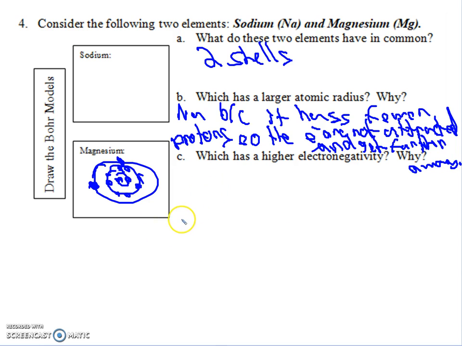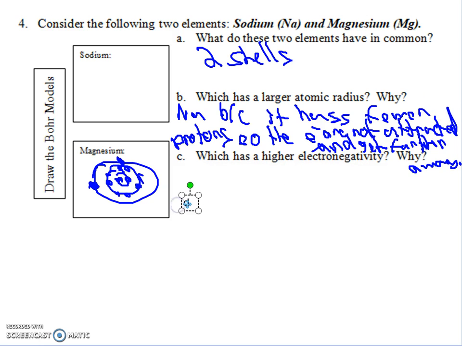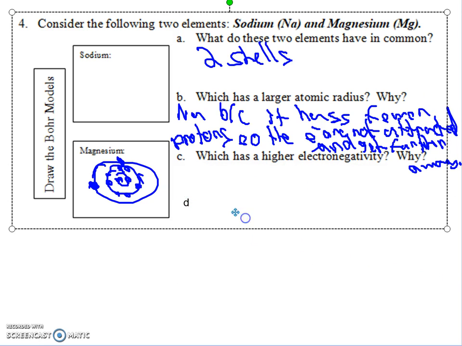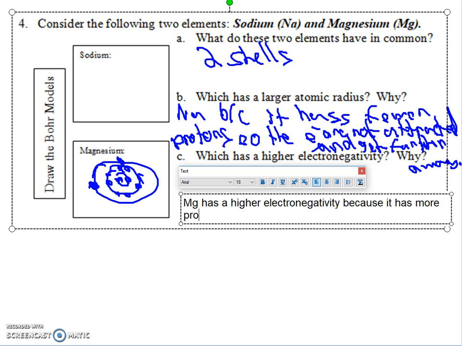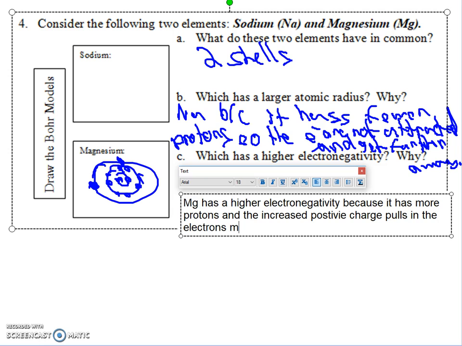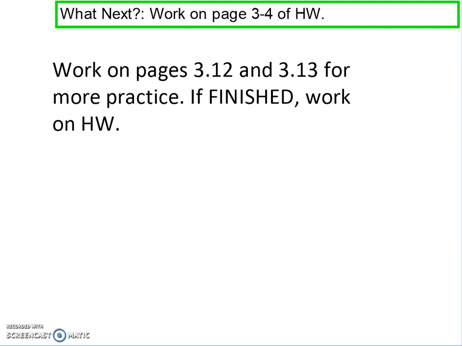So which has a higher electronegativity? We can say that magnesium has a higher electronegativity because it has more protons. Right? That's also why it's smaller. So it's the same reason. The magnesium has a higher electronegativity because it has more protons and the increased positive charge pulls in the electrons more. I know there's a typo. I'm not going to worry about it. You know what it's supposed to say.